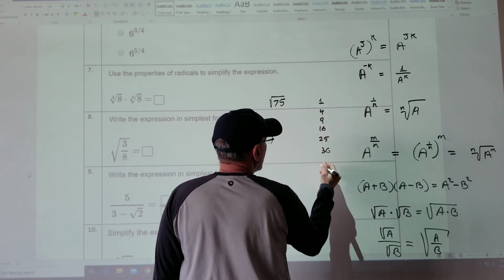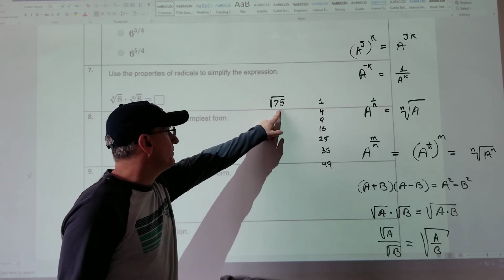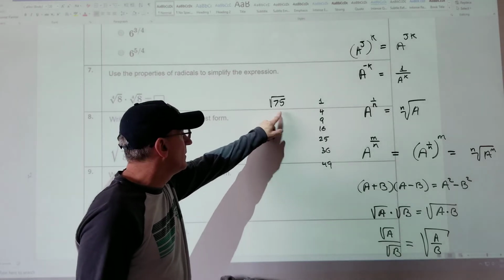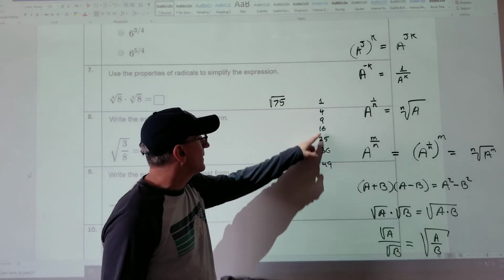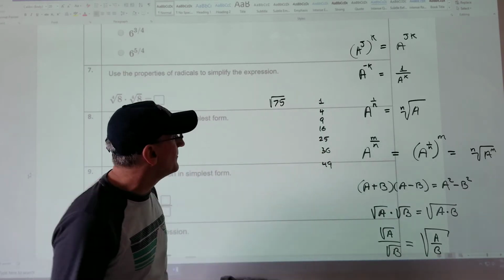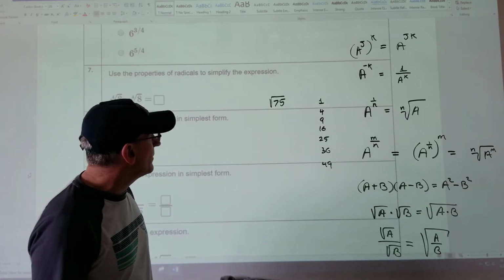And you don't have to go very far with this until you're more than half as big as that. Probably could have quit here. We want to find a number in this list that goes into 75, and not the 1, because that's not going to help. 4 doesn't go. No even number ever goes into an odd number, by the way.